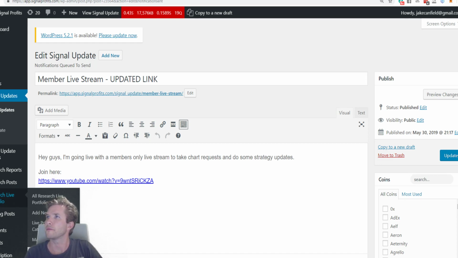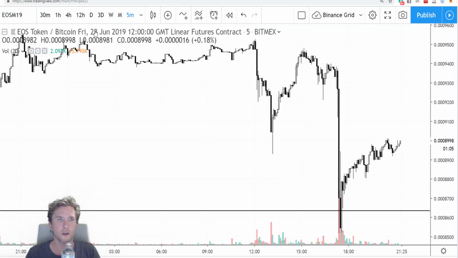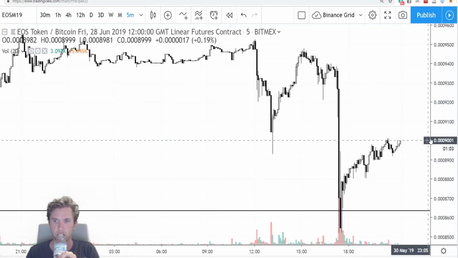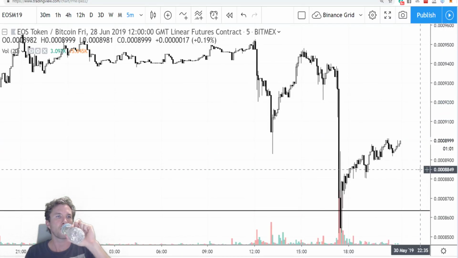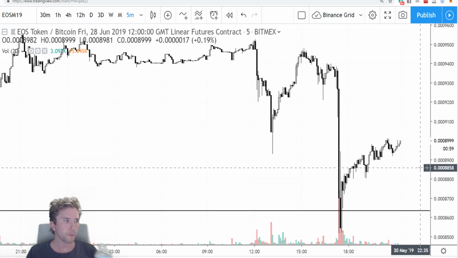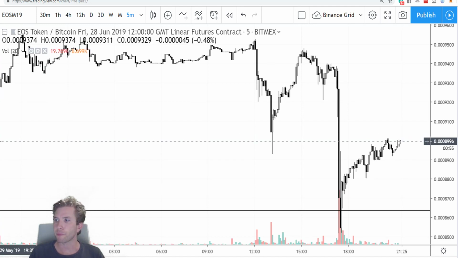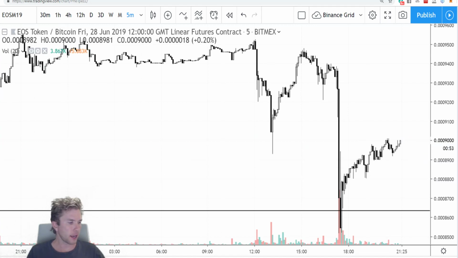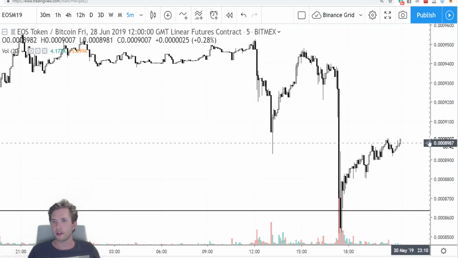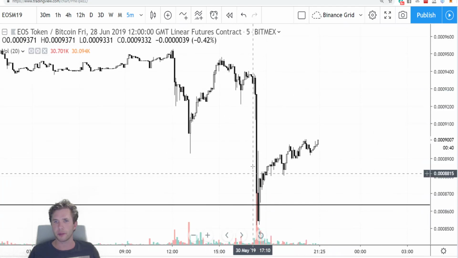All right, so I got chat rolling. We're just gonna go through some charts. Ooh, EOS is starting to look pretty good. All right, guys. I'm just gonna go through a bunch of charts for you guys. EOS was a little high risk, but I like this type of setup.